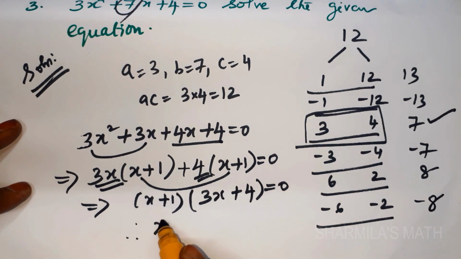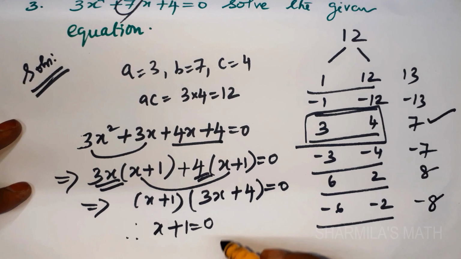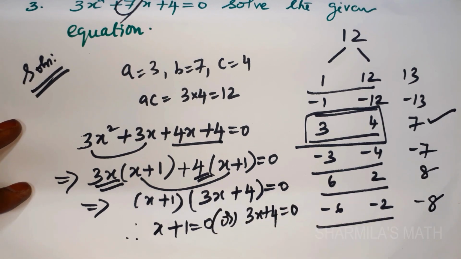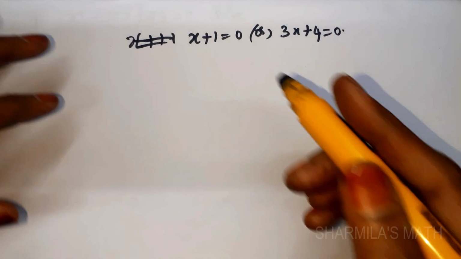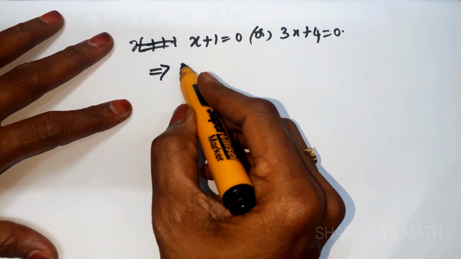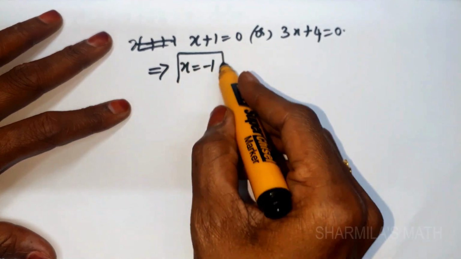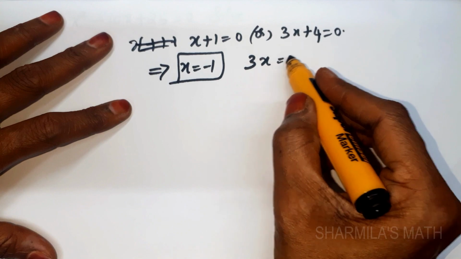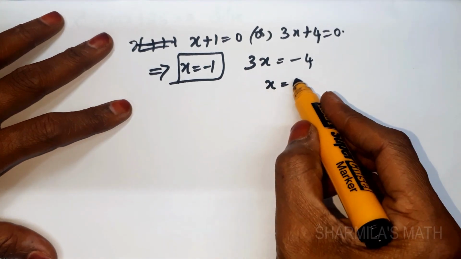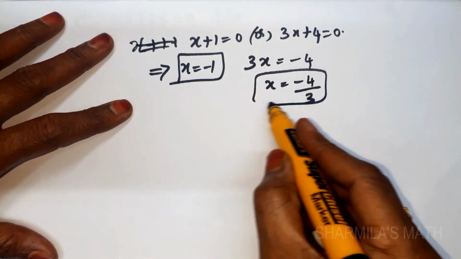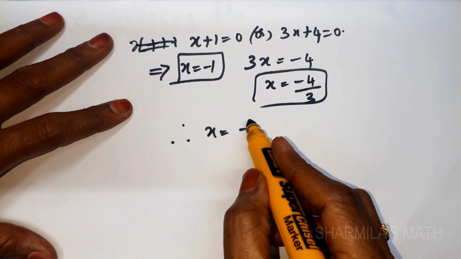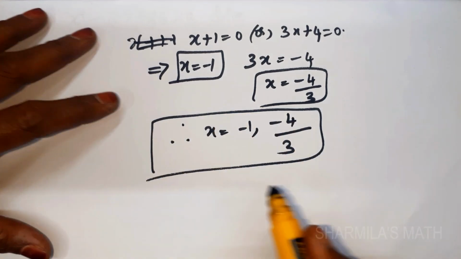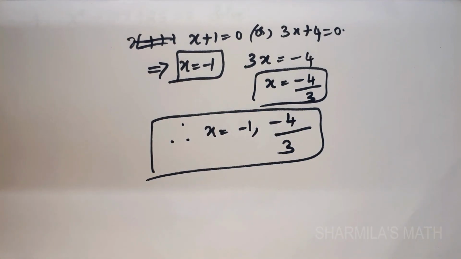Therefore, we have x plus 1 equal to 0 or 3x plus 4 equal to 0. X plus 1 equal to 0 means x is equal to minus 1. And 3x plus 4 equal to 0 means 3x is equal to minus 4. Then x is equal to minus 4 by 3. So we got two values. X is equal to minus 1 and the other one is minus 4 by 3. So these two are the answers for the given problem.